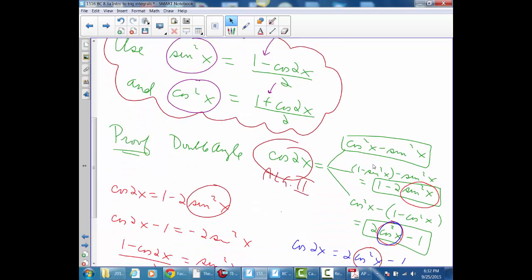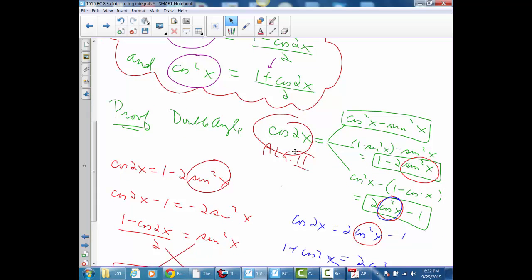If you take the formulas for the cosine of a double angle, you will have cos squared minus sine squared, which of course if you replace cos squared by 1 minus sine squared becomes 1 minus 2 sine squared. Or vice versa, you could leave the cos squared alone and replace the sine squared by 1 minus cos squared, and it would give you 2 cos squared minus 1.